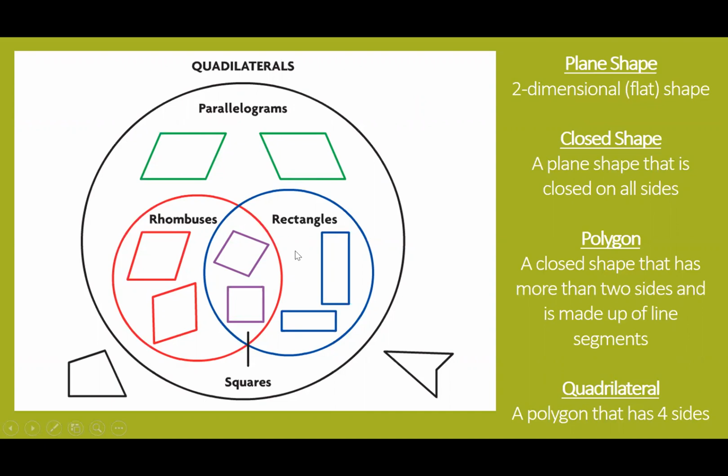And rhombuses, rectangles, and squares, they're all parallelograms. And of course, they're all quadrilaterals. Now, parallelogram means it has a pair of parallel sides. It has two pairs, I'm sorry. Parallelogram means two pairs of parallel sides.